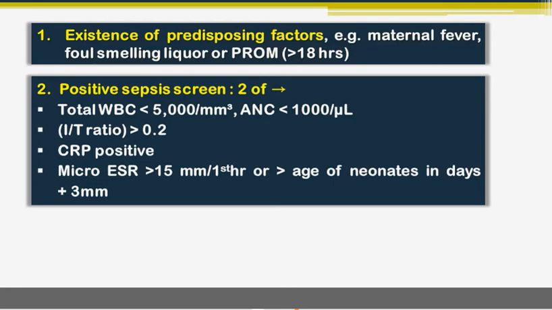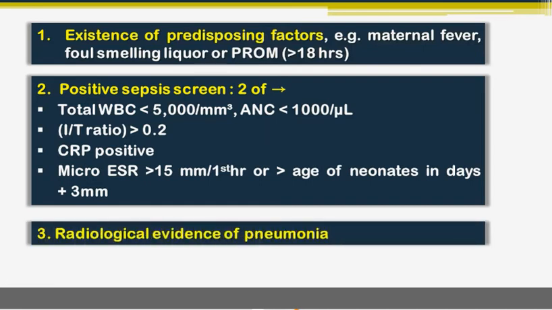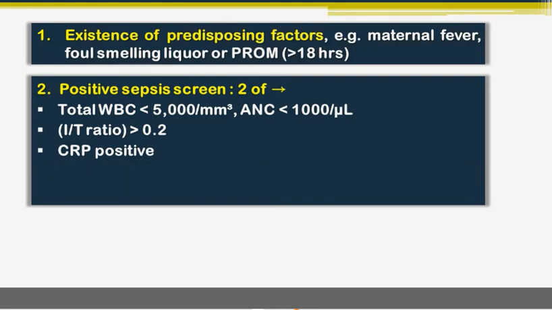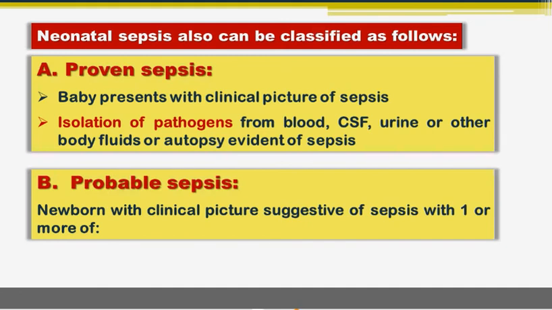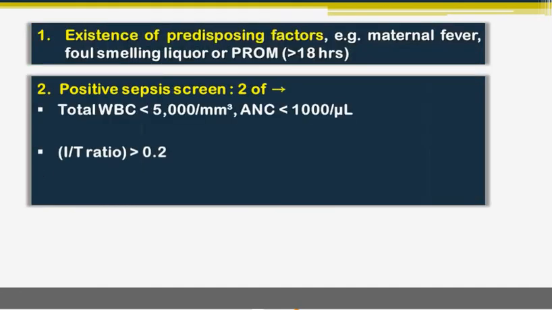Two of them, with the first one being the existence of a predisposing or risk factor, make it probable sepsis. The third is radiological evidence of pneumonia. So, as I said here, for probable sepsis, one or more of these.